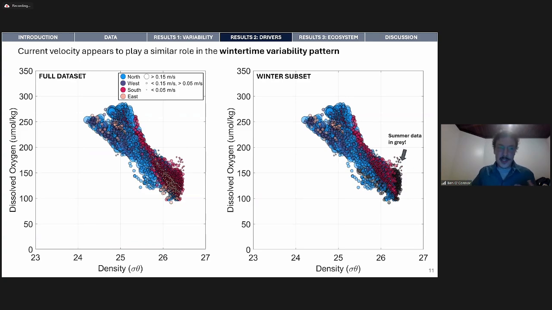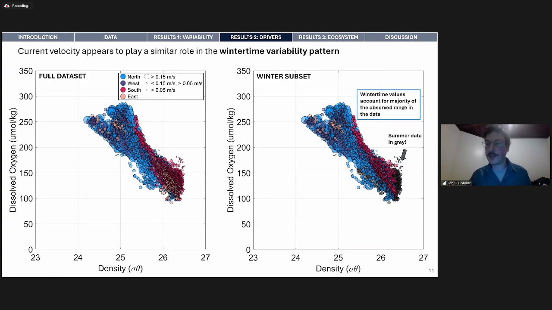And this relationship is consistent both on the seasonal and subseasonal time frame. So on the left here is the full data set that we just looked at, and on the right, I've subsetted only the winter data, or basically I've just put the summer data in gray. And we can see a few things.